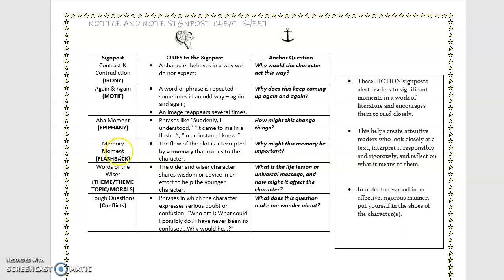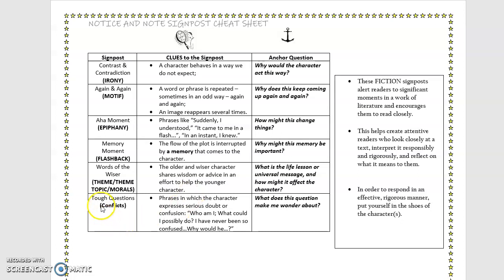Our next signpost is memory moment, which is just another way to say flashback. Flashback is going back to an earlier point or a memory from the past. Words of the Wiser is our 5th signpost. Another word for this would be themes or theme topics or morals, where you would see an older and wiser character sharing wisdom or advice to help a younger character. Very much like the grandpa talking to the grandson, or the life lesson.